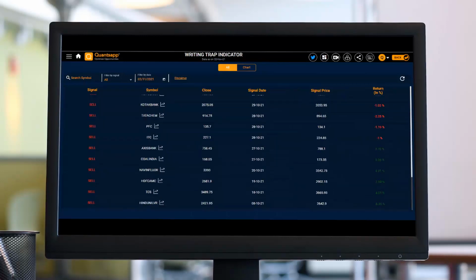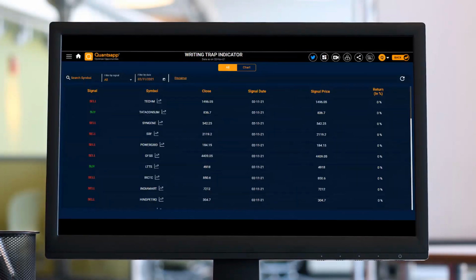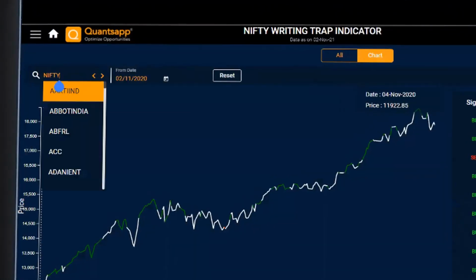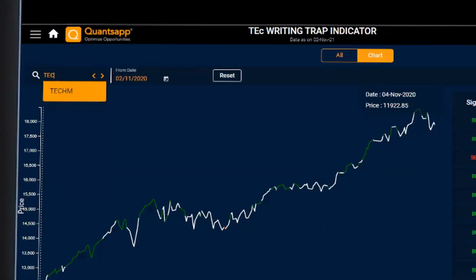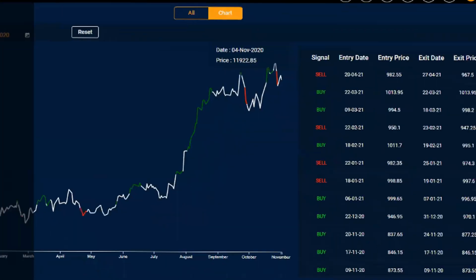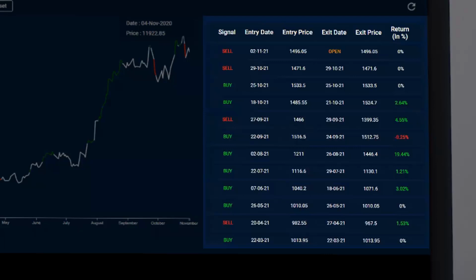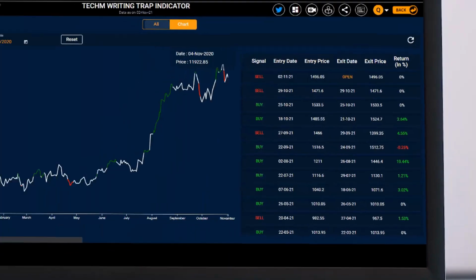Further, coming back to the all section, all these signals are the open signals. Once the signal gives an exit, it would be exited from the all section over here, and in the chart section we will get to see that the signal has been closed. So if I talk about Tech Mahindra, its signal is showing us open. If it gives an exit, we will get to see that the exit date has been mentioned over here and the return would be fetched automatically.